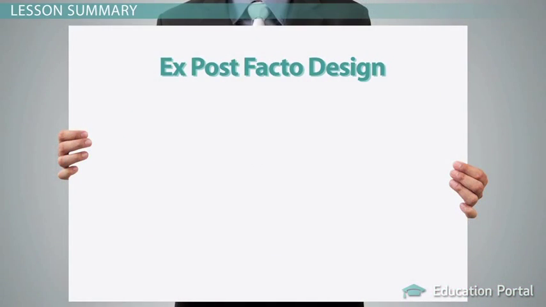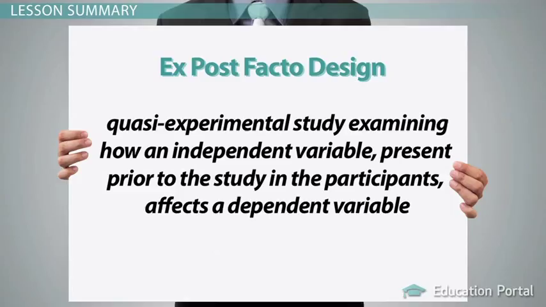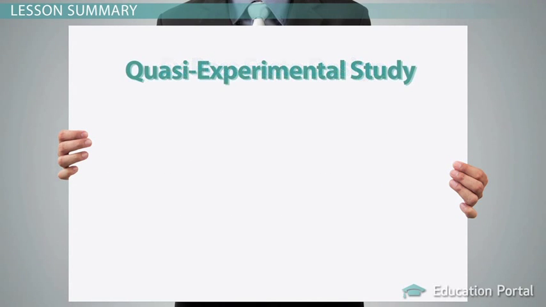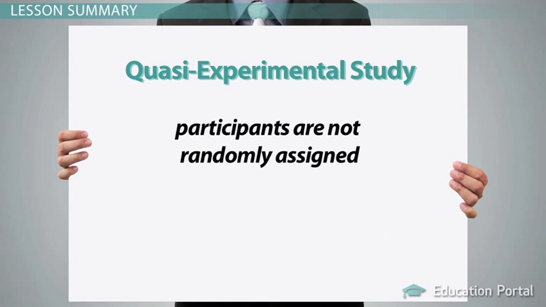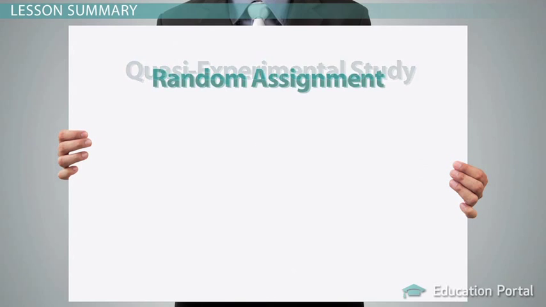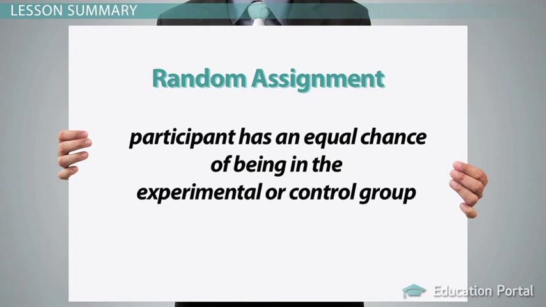Ex post facto design is a quasi-experimental study examining how an independent variable present prior to the study in the participants affects a dependent variable. A quasi-experimental study simply means participants are not randomly assigned. Random assignment is where a participant has an equal chance of being in an experimental or control group. Ex post facto designs are most often used with health psychology because it is difficult to assign a person a medical condition.